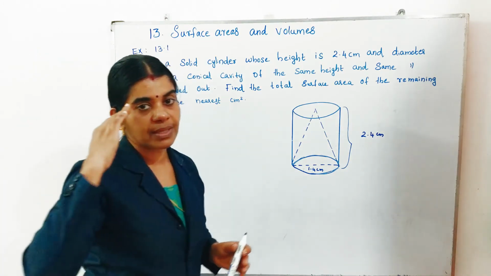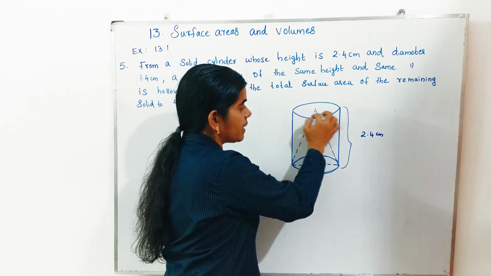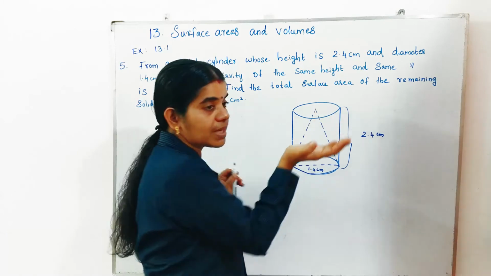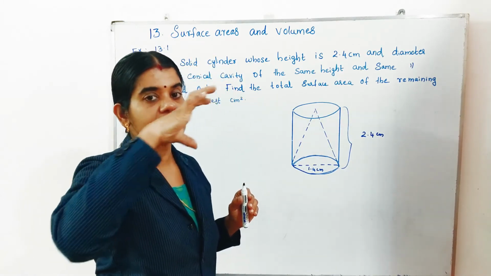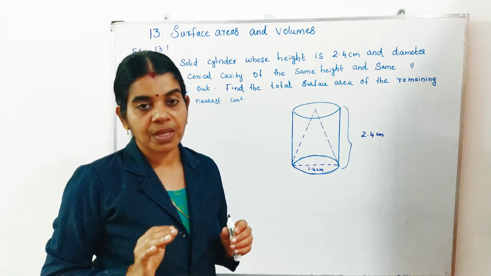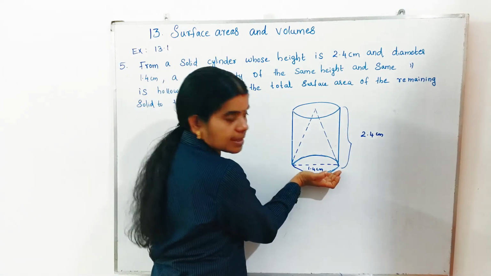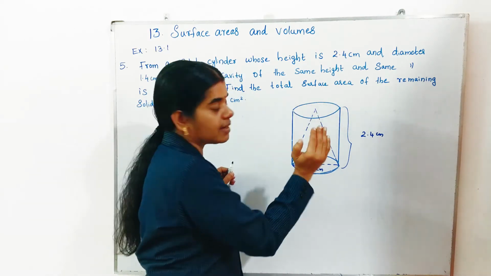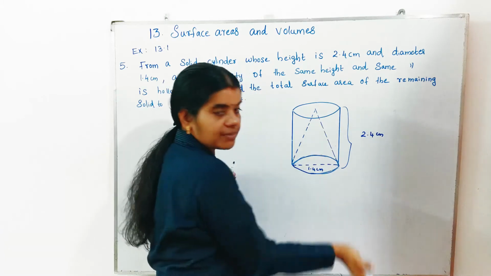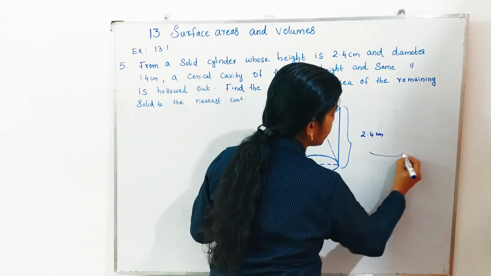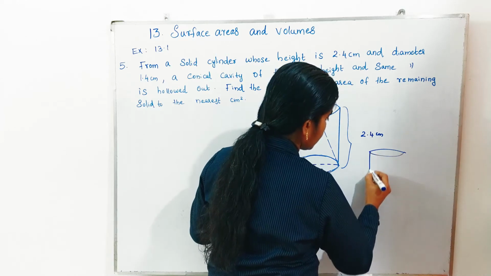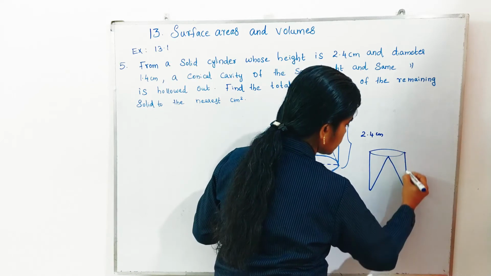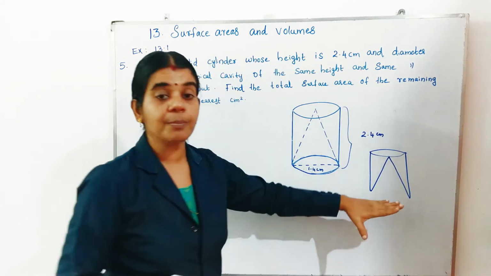So you just imagine like that. This face of the cylinder, nothing happened. That circle shape is already there. The top circle part is there as it was, and the bottom circle part too. Without damaging the top circle, we have taken out a conical cavity from inside. So the remaining solid looks like this. It is a shape like this.